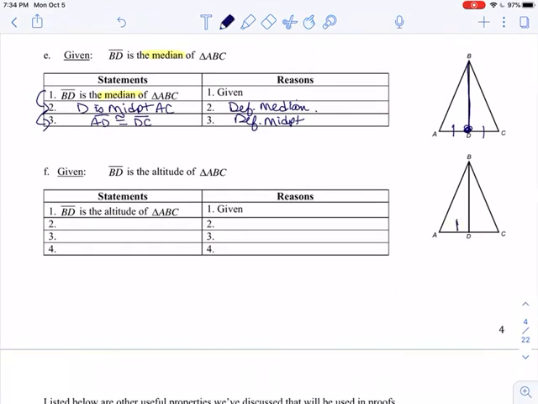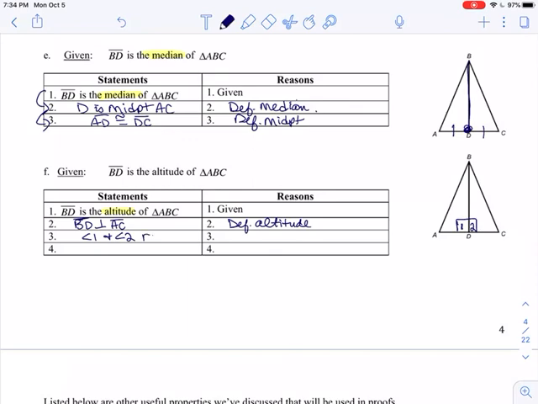And this last one on this page, BD is the altitude of triangle ABC. And altitude is a line drawn from the vertex that is perpendicular to the other side. So first I'm going to say that BD is perpendicular to AC. So an altitude is a line from the vertex perpendicular to the other side. So an altitude creates perpendicular lines. So I'm going to say which lines are perpendicular. BD is perpendicular to AC.